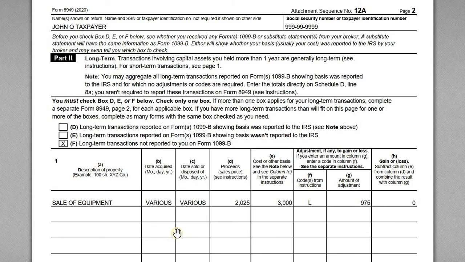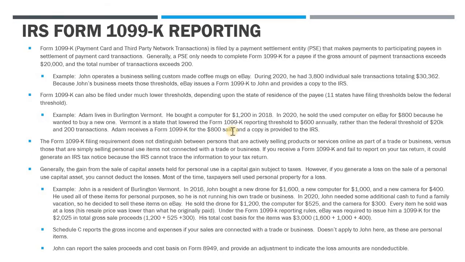What's also kind of alarming now is that the IRS, for federal tax purposes, is changing this $20K and 200 transactions threshold starting in 2022. It's being lowered, consistent with what we see in some other states like Vermont. It's going to be lowered to $600. So now more businesses and more individuals selling personal use property are going to be getting 1099-Ks from the eBays, PayPals, Etsys, all of these platforms where they're selling personal products online.